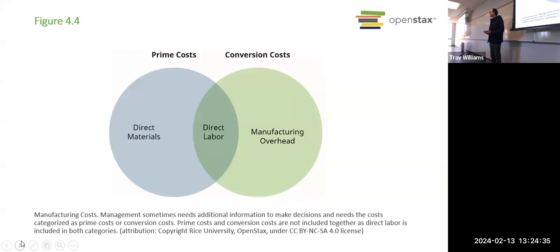If you're making signs, can you start with overhead? Overhead is things like your rent, your insurance, your electricity. How can you start there? You have to start with a piece of vinyl that's going to become the sign, right? So you have to start with your materials, add some labor, figure out how much overhead cost you have, and then you've got a finished product. So we start with the direct materials and the labor, and that's why they're called prime.